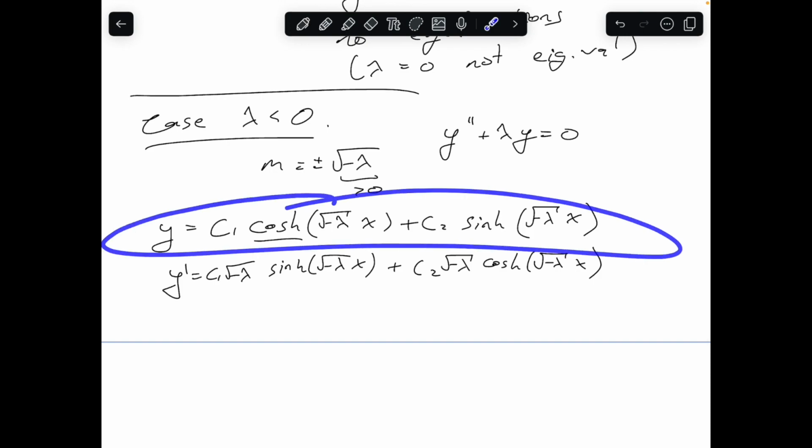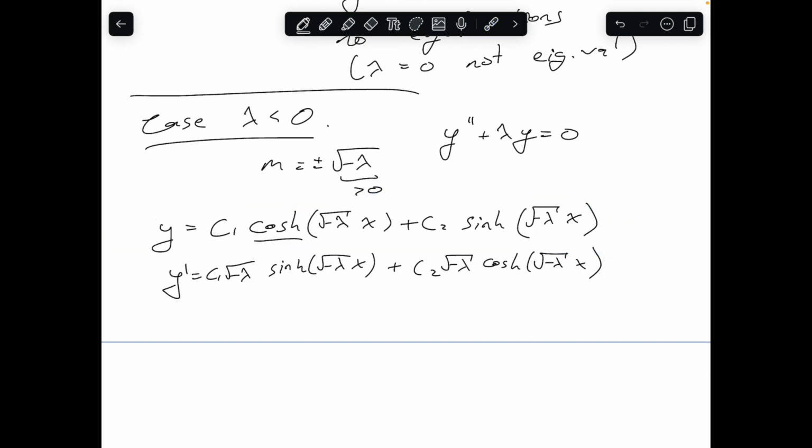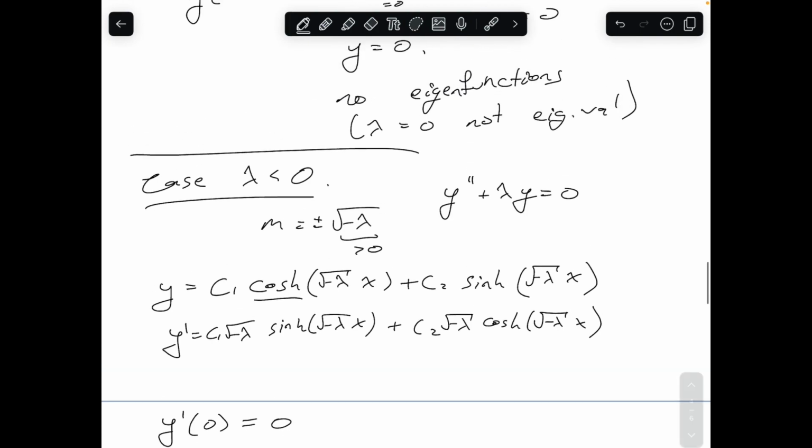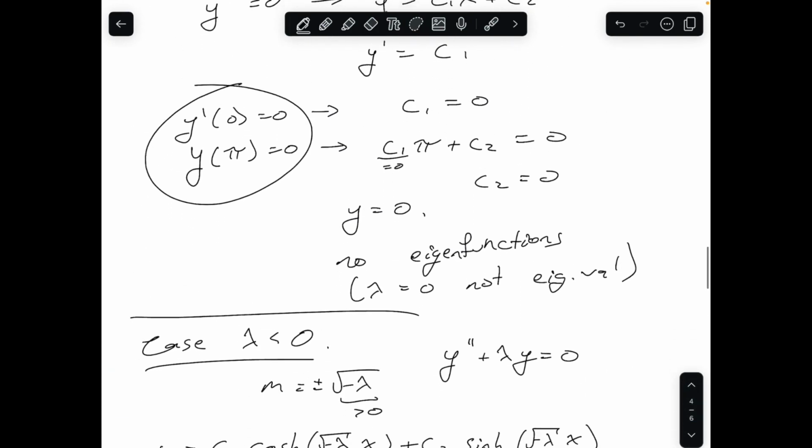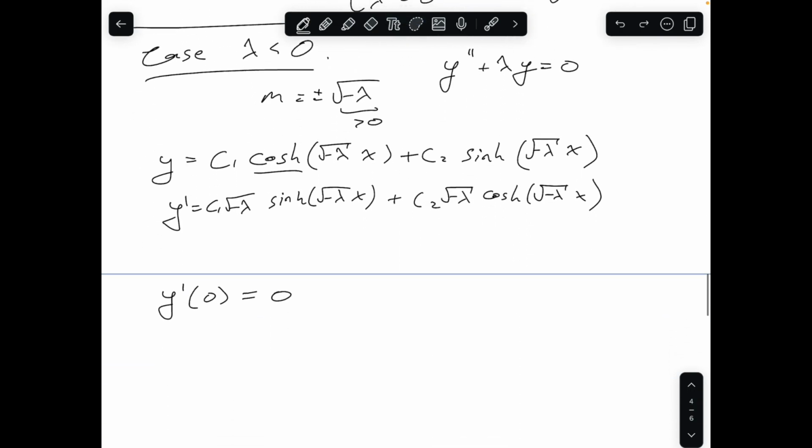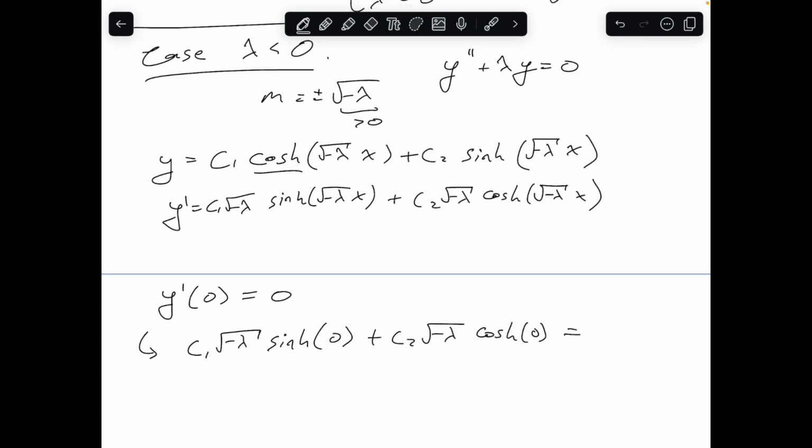We have the general solution, and so let's now check the boundary conditions to see if there's any non-trivial solutions. So we need y prime of 0 equals 0, and y of pi equals 0, right? So this one right here tells us that c1 times negative square root negative lambda times sinh of 0 plus c2 times square root negative lambda cosh of 0 has to equal 0.